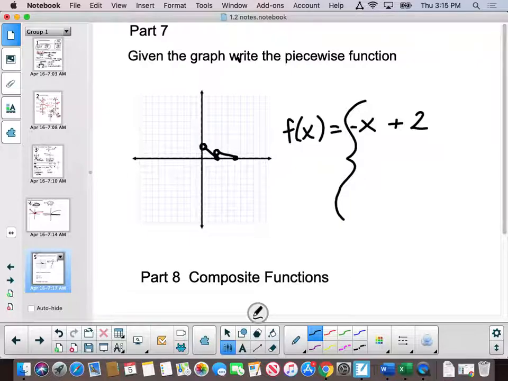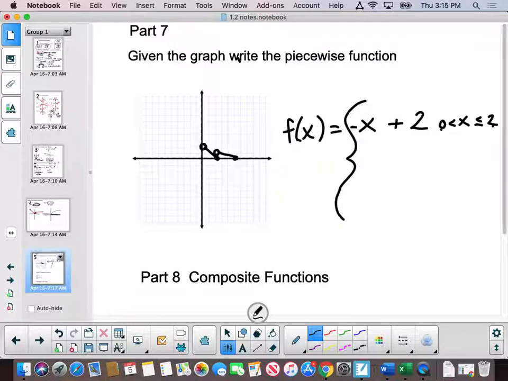Now, x is less than or equal to 2, right? This line only goes from what x value to what x value? 0 to 2. That's the domain, 0 to 2. It stays between it. This is how math goes. This one has a line underneath it because it's a closed circle. This one doesn't have a line underneath it because it's an open circle, right?